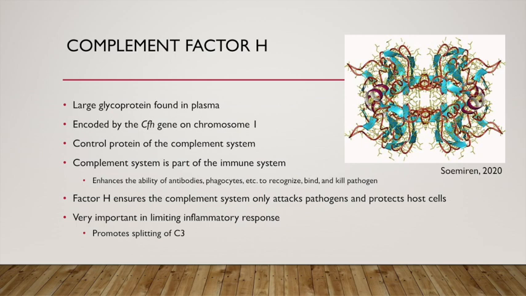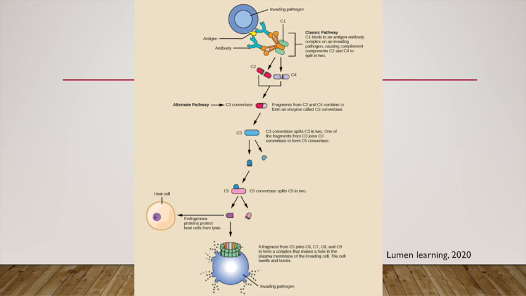However, factor H ensures that the complement system only attacks pathogens and it protects these host cells. Now, how does it do that? It promotes the splitting of the C3 complementary protein. Now, if we look again at this diagram, the splitting of the C3 complement protein promotes the splitting of the C5 complement protein. And as we see here, the splitting of the C5 protein is what will then bind to a host cell and mark it as one of the good guys and prevent any damage from happening to the healthy human cell.